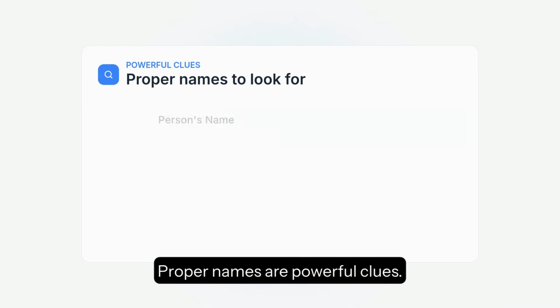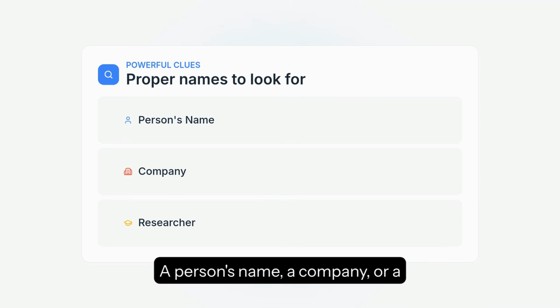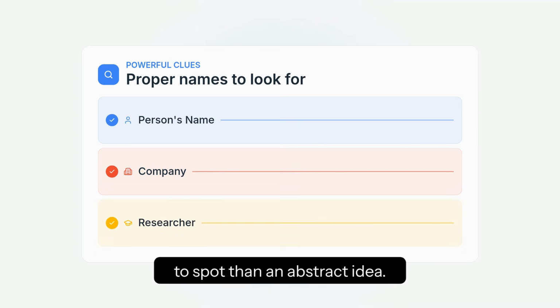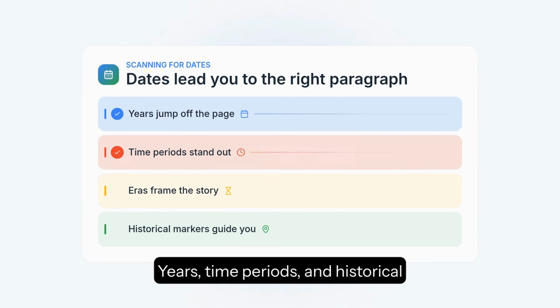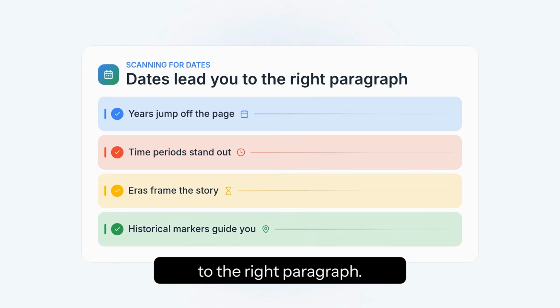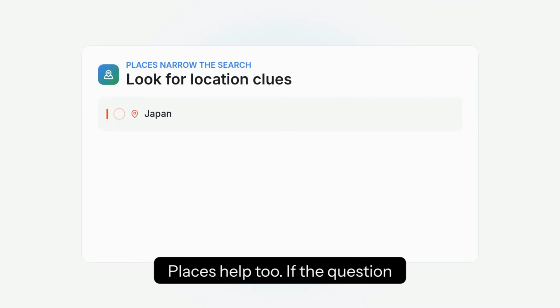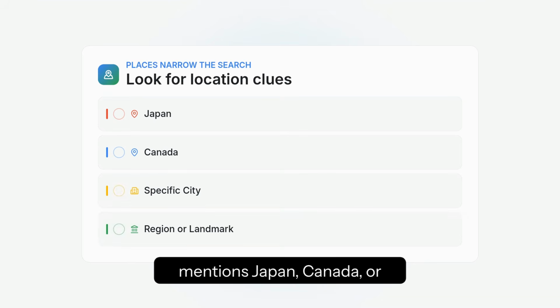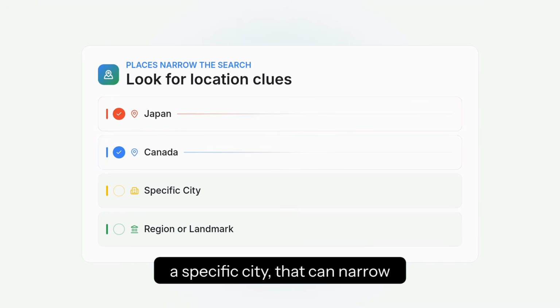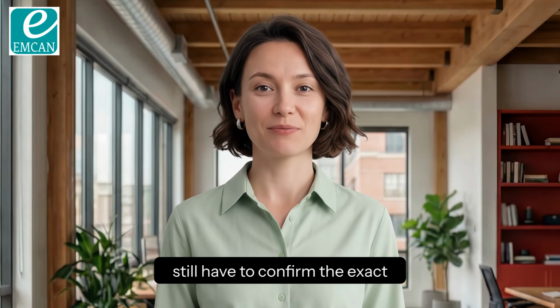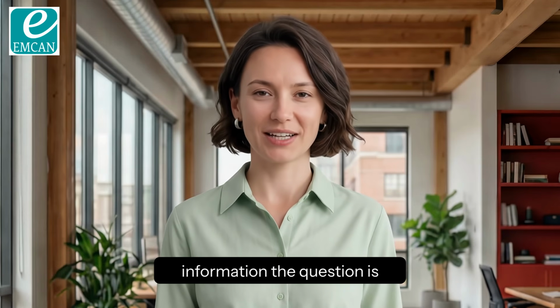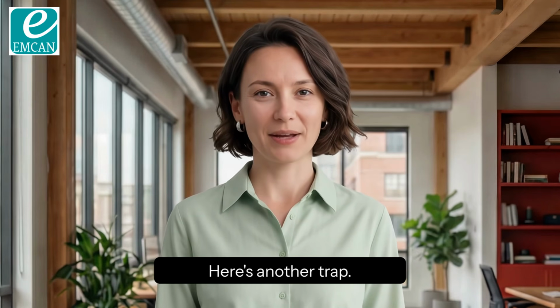Proper names are powerful clues. A person's name, a company, or a researcher can be much easier to spot than an abstract idea. Dates also stand out quickly. Years, time periods, and historical markers can lead you straight to the right paragraph. Places help too. If the question mentions Japan, Canada, or a specific city, that can narrow your search fast. But remember, even when you find the name, date, or place, you still have to confirm the exact information the question is asking for.